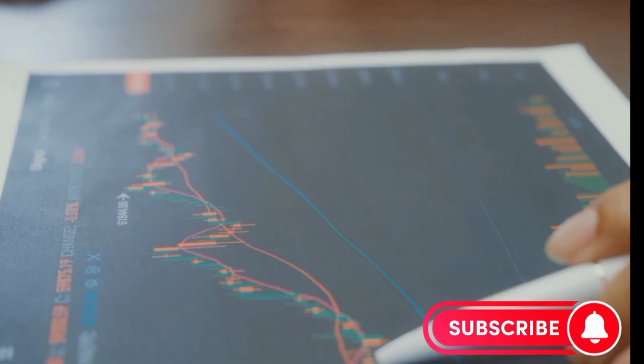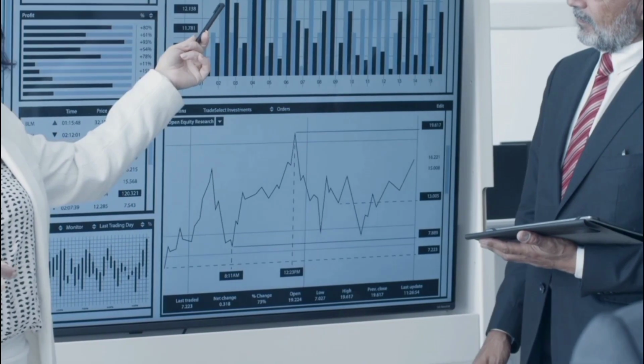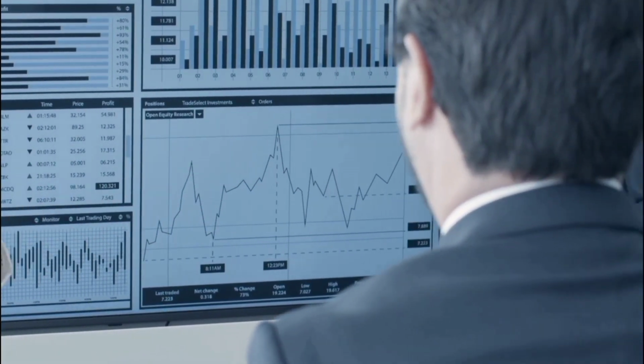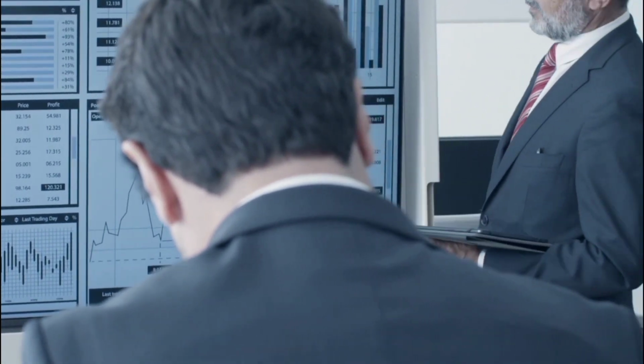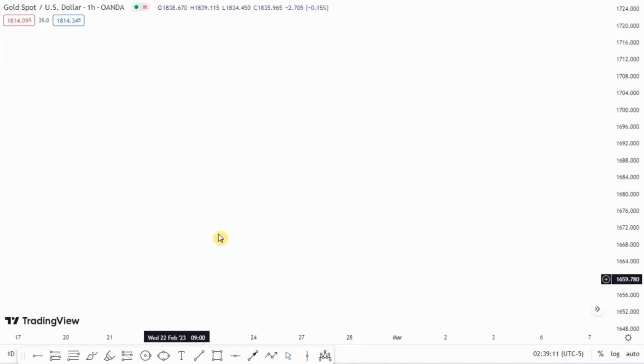So without wasting much of your time, guys, let's dive straight into the key and underlying things that surround the smart money concept. First, we start with the analogy. Let's go, guys. So now we're going to begin with an analogy.